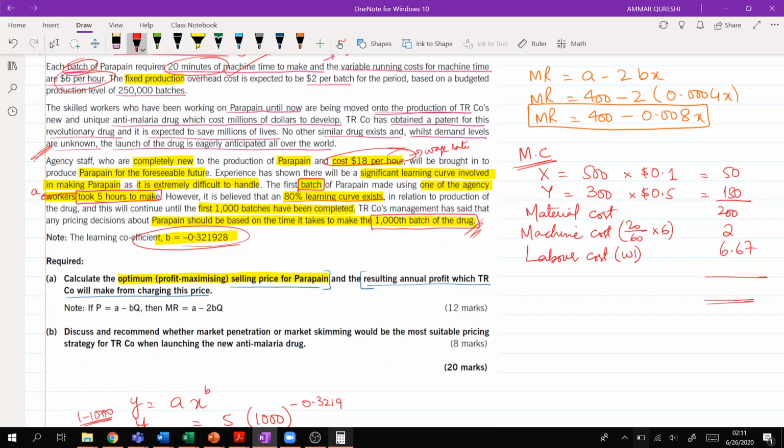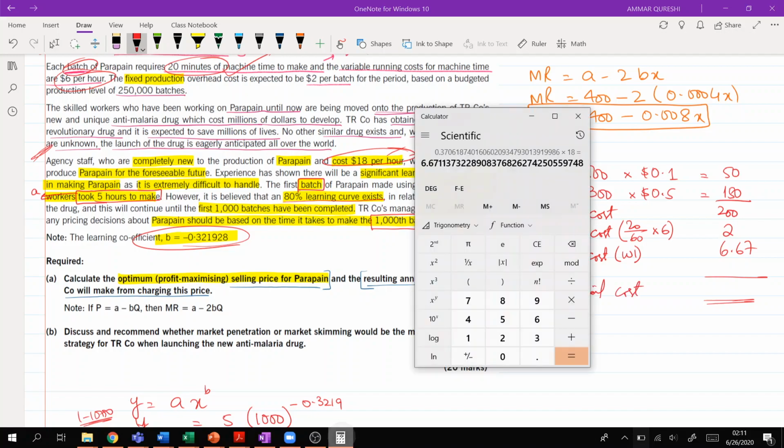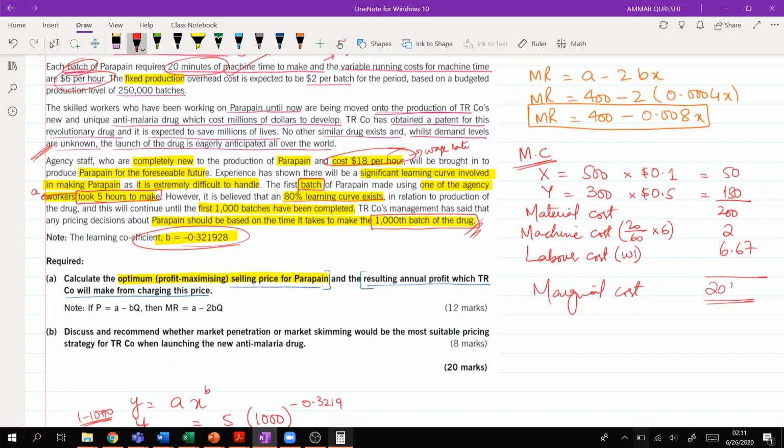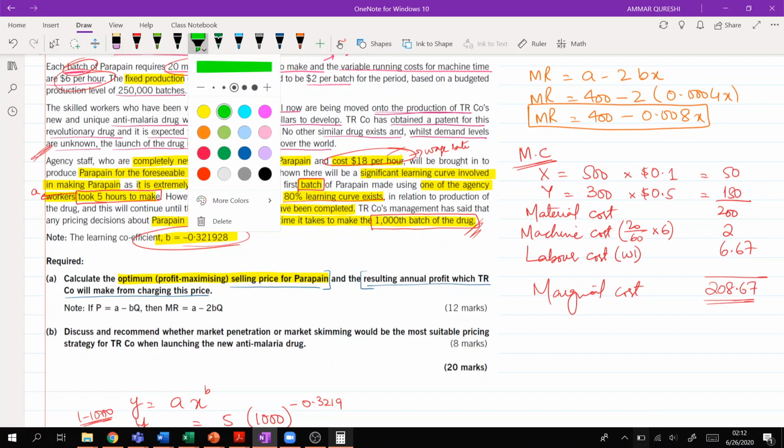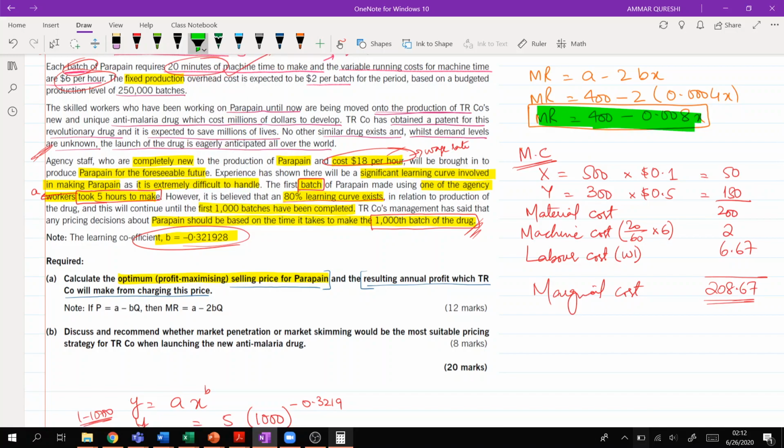So what will be the marginal cost in this case? Marginal cost will be 200 plus 2 plus 6.67, 208.67, right? So this is the marginal cost. So if you equate marginal revenue equals marginal cost, you compare this figure with this figure, right? So this will be what? This will be 400 minus 0.008 of x.